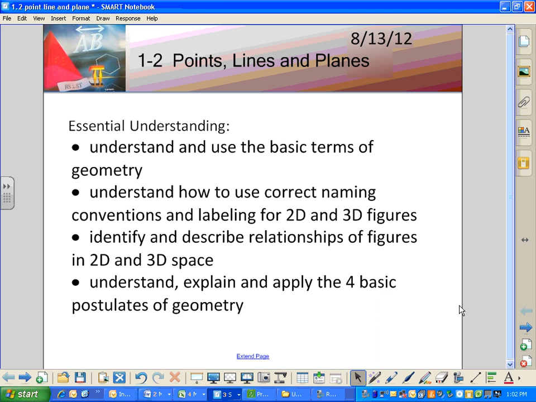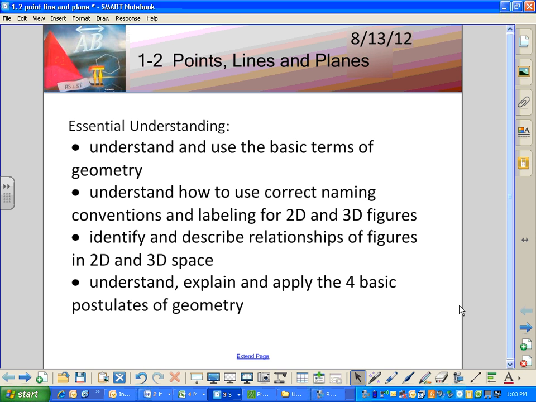Okay, our second lesson is on 1-2, and it's on points, lines, and planes. There are actually several different learning goals that we're going to address in this lesson, and we're going to focus on all these different learning goals over the next several lessons. So a lot of these will seem like, oh, we already did that learning goal, but it applies in different ways.